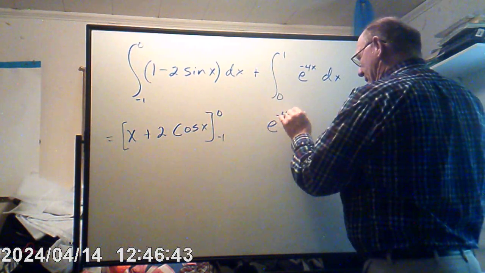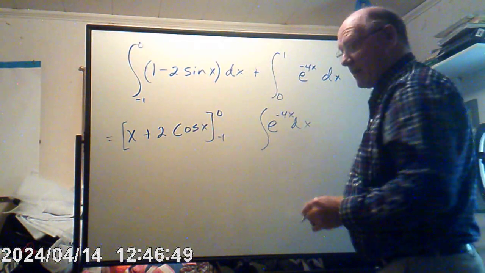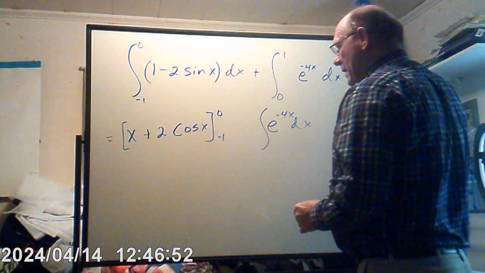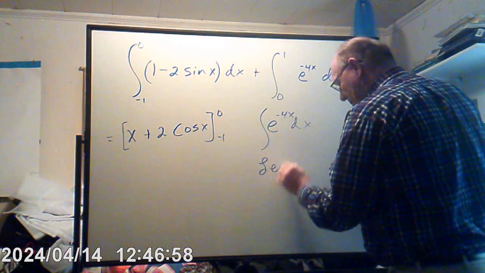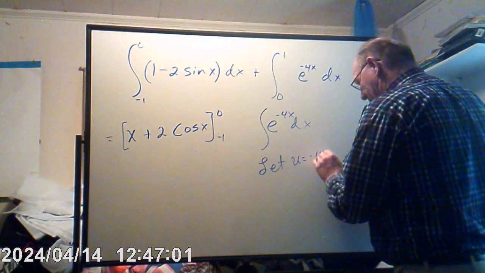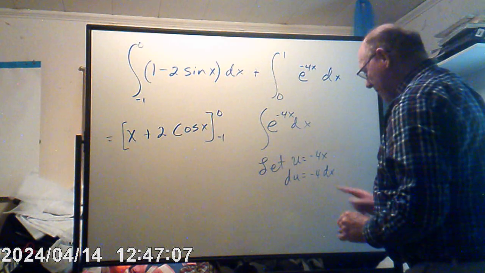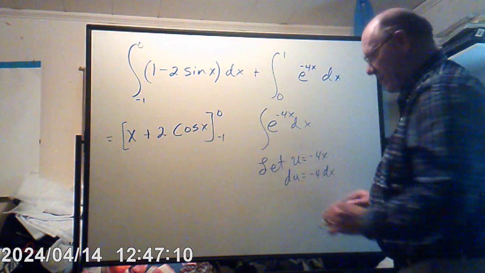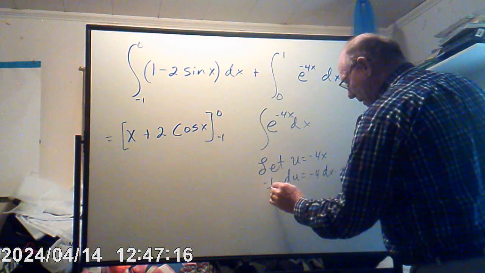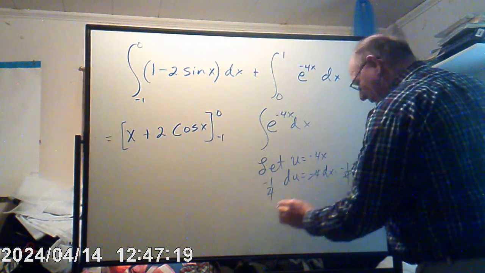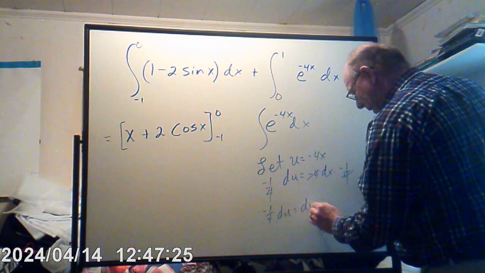This part is e to the -4x dx. I'm just taking the antiderivative for the moment. So we did that here, and we're going to do the same thing here. We're going to let u be equal to -4x, and du is equal to -4 dx. We've got to get rid of that -4, so we're going to multiply by -1/4, and that's going to be -1/4 du is equal to dx.